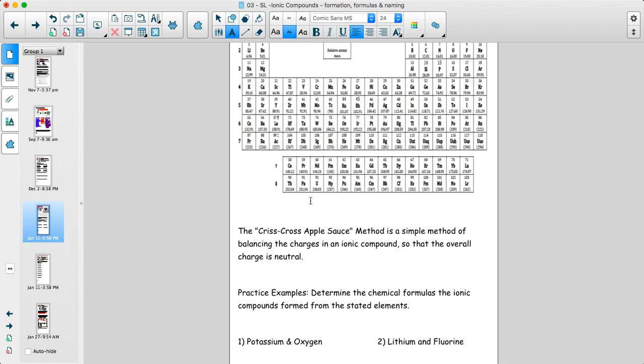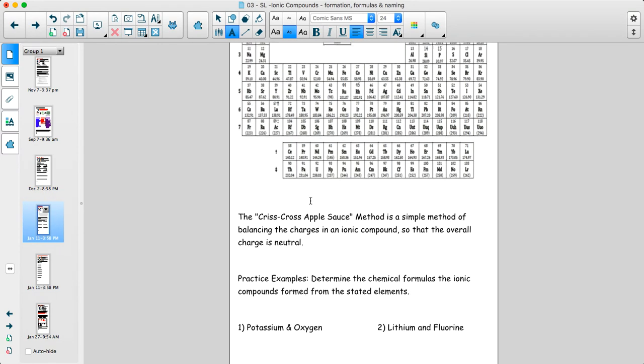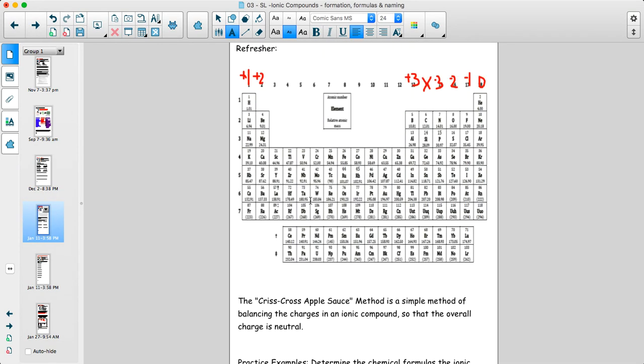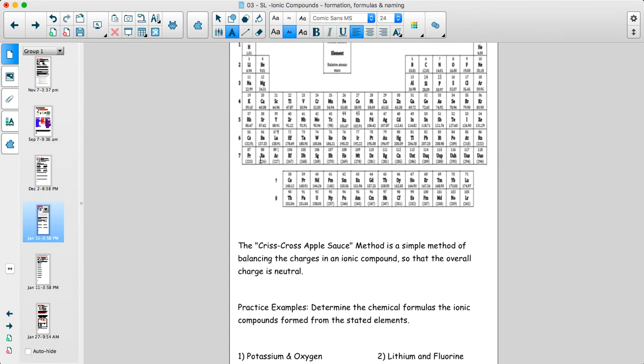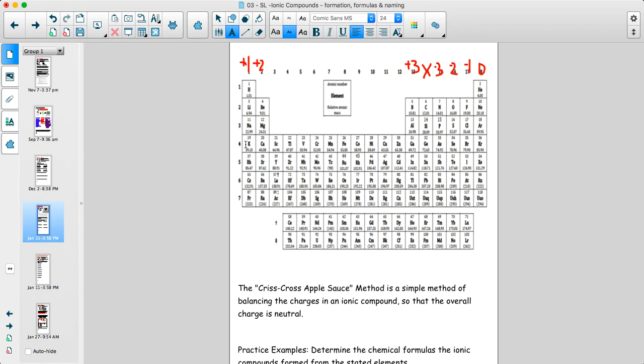The next topic is figuring out the formulas of ionic compounds. This is also related to what we just did. It's really very simple. It all comes down to knowing these charges, these trends for the groups, and then being able to balance the charges. So if you had to figure out the formula of the compound made from potassium and oxygen, you go find the symbol for potassium, which is K. So K is going to form a +1 ion.